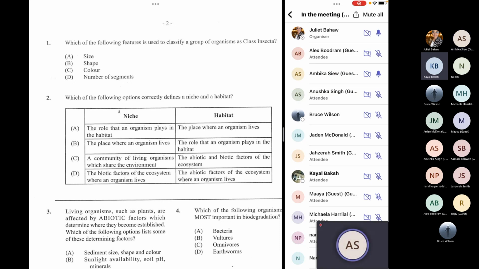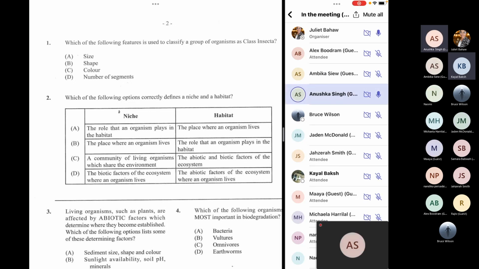Number 2, Anushka. Which of the following options directly defines a niche and a habitat? A. Excellent. A, the role that an organism plays in the habitat. That's niche. Habitat, the place where an organism lives.